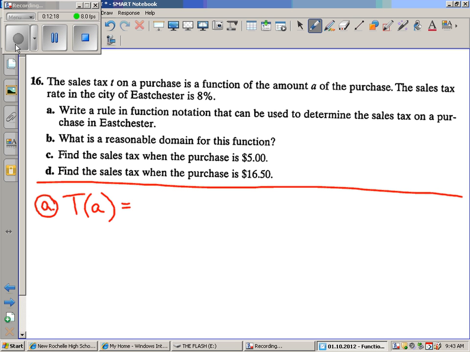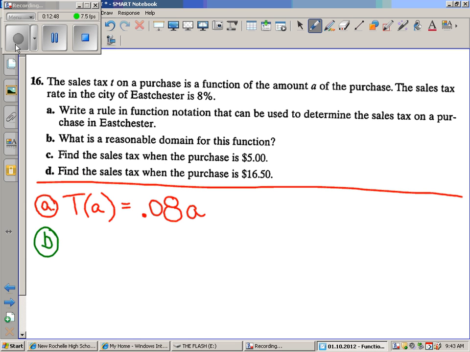How do we write 8% in terms of a decimal or a fraction? Is it 0.8 or 0.08? So it's going to be 0.08a. That's our function. And when we plug things in and out of it, you'll be able to tell A, how much you purchased the something for, and B, the tax that was associated with it. Let's do B.